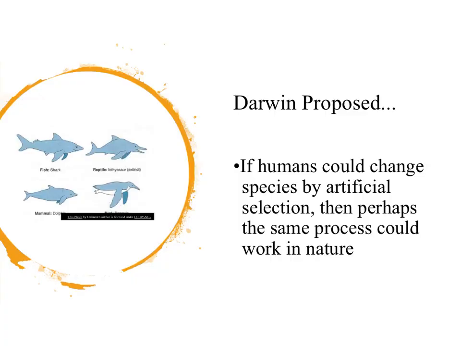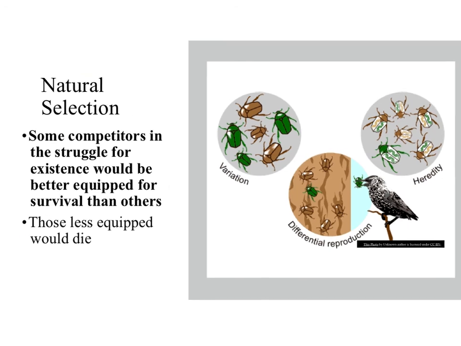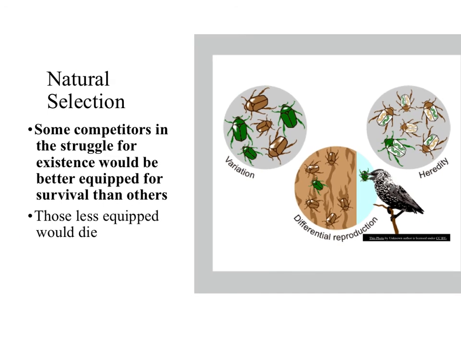So learning about artificial selection caused Darwin to think that if humans could change species by artificial selection, then what is stopping this from happening in nature? That brings us to the idea of natural selection. Darwin thought some competitors in the struggle for existence would be better equipped for survival than others. So those who were better equipped would survive, and those who were less equipped would die.